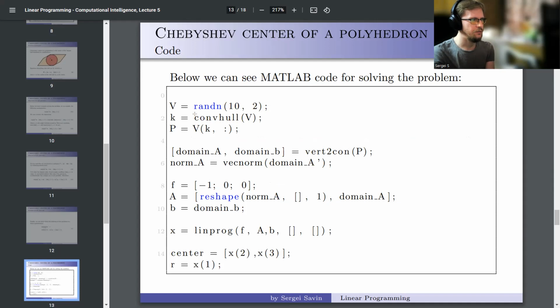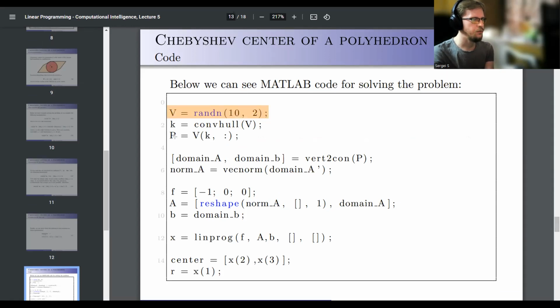So let's say these are the vertices of a polytope. You can convert them this way to H representation of a polytope. This is basically me trying to get H representation from V representation in Matlab. Vert2con is not a standard library, but it is available on the internet. And similar functions are available for Python, so it's easy. You can get it. You don't have to write it.